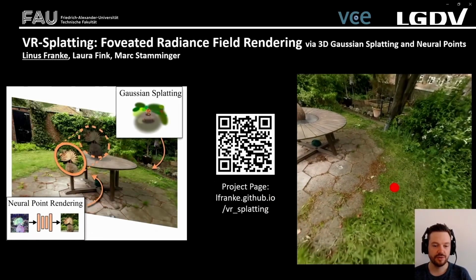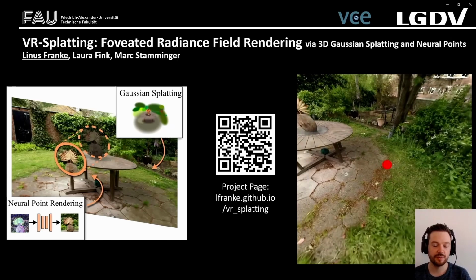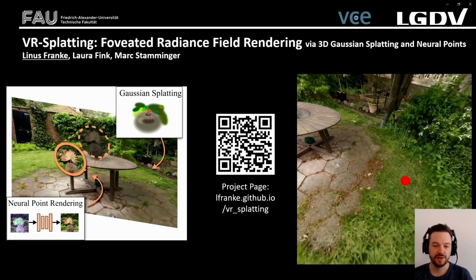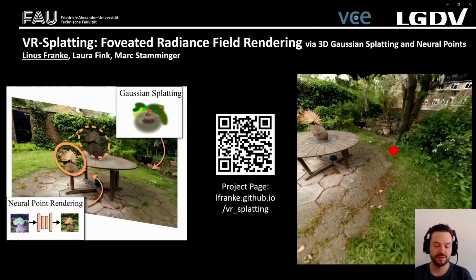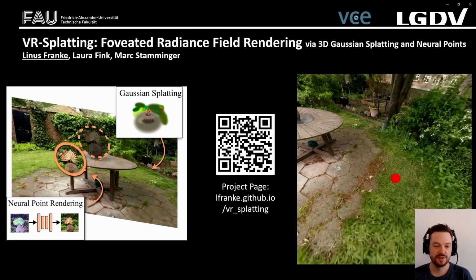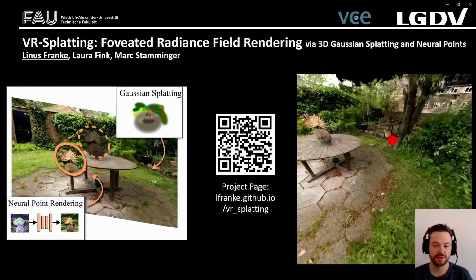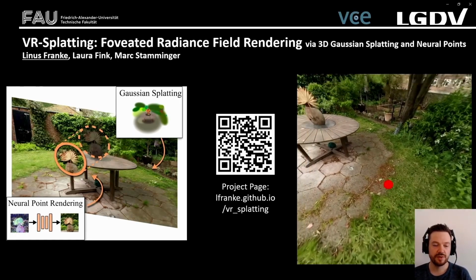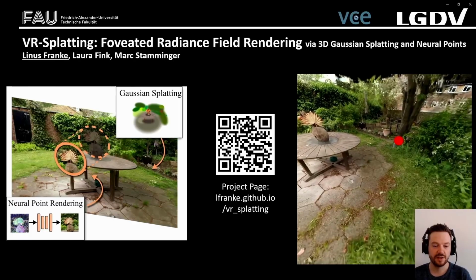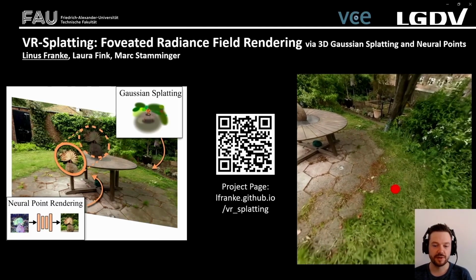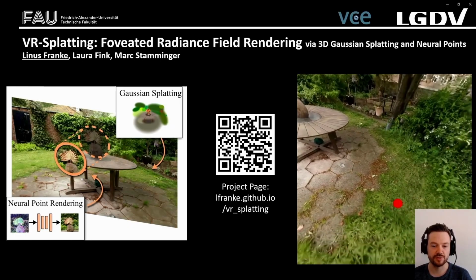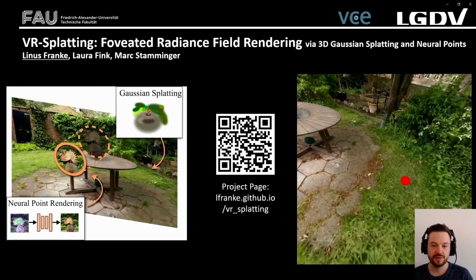So to conclude, we present a system where we combine 3D Gaussian splatting and neural point rendering. We use 3D Gaussian splatting for the peripheral rendering because we can use the smoothness of the Gaussians in a low primitive setup. And we use the benefit of neural point rendering for fine detail. And as that scales with the amount of pixels that we require, that's basically a perfect match between these two methods.